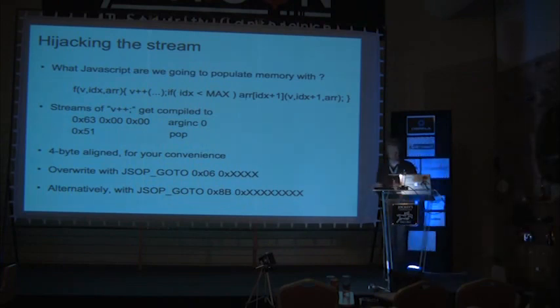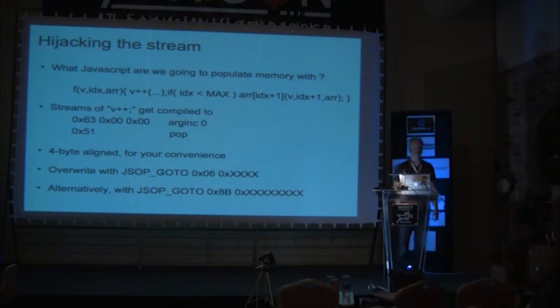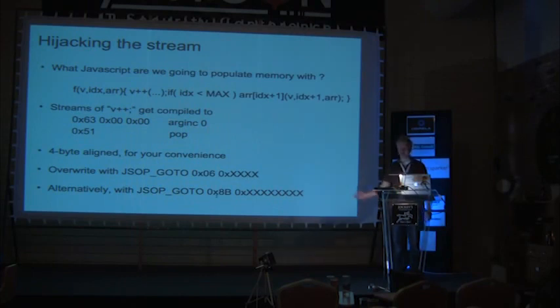Okay, so by spraying this, we now get all these JavaScript functions, and we interleave them with data. And then we randomly write into memory, but we end up overwriting it with a JSOP goto, which is 06xxxxxx. Or alternatively, you can use a 32-bit displacement with 8b and then whatever value you want. And you get control.